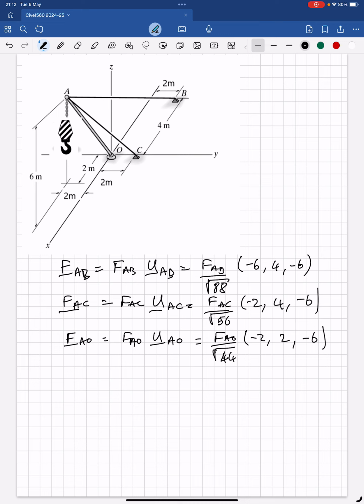So those three vectors sum to the force vector F, which is equal to FAB plus FAC plus FAO. These are vectors, remember. Now, that's part B. That's the answer to part B.